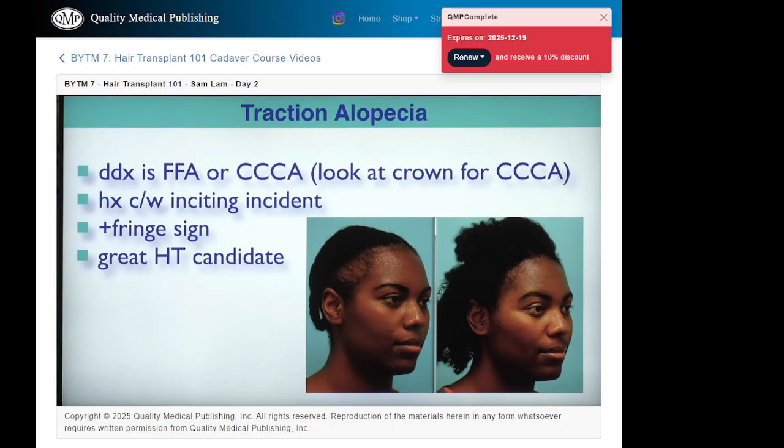The other thing, not always pathognomonic but helpful, is the fringe sign. What that means is, if you see this lady, there's a little bit of hair sitting at the very edge. Usually if it's FFA or CCCA, that whole front edge is wiped out. There's no residual front edge of hair. That's called the fringe sign. It is not pathognomonic, but it's helpful to tell you that they have traction, not CCCA. So it's a sign for traction, not for CCCA.